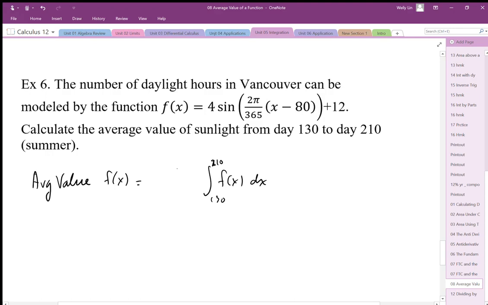And I'm going to divide that by the number of days. So essentially I'm taking the total hours of daylight and dividing it between 80 days. Okay, so 210 minus 130 is 80 days. So I'm going to get 1 over 80, and then this is going to calculate the total number of hours of daylight we get in those 80 days. And that's going to be 4 sine of 2 pi over 365 times x minus 80, plus 12, dx.